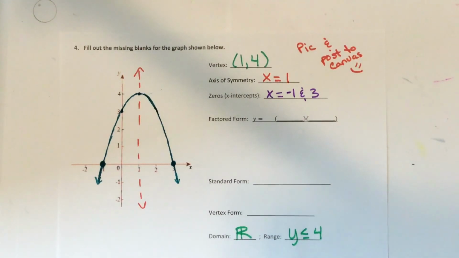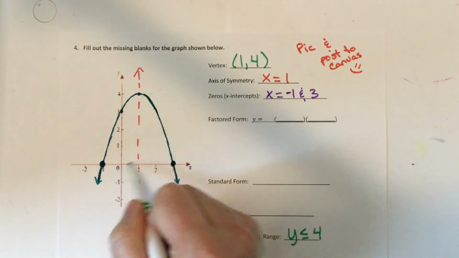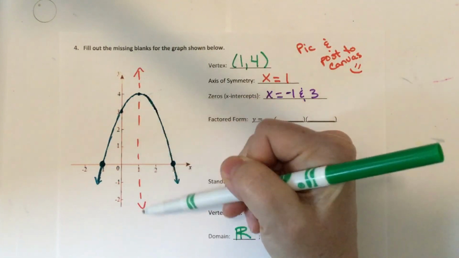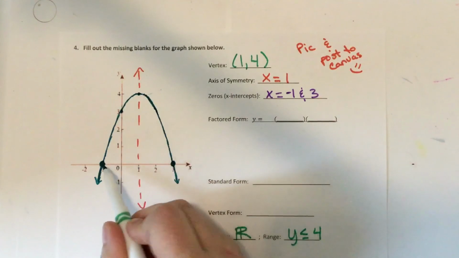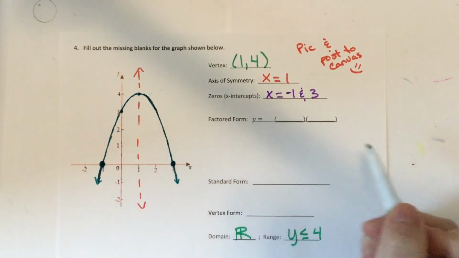Okay, first I want to go over your number 4 and 5 that I asked you to do yesterday. So I'm going to work several of these with you in case you guys are confused. The vertex, though, hopefully that was easy. That's the point 1, 4, because you go right 1 and up 4. The axis of symmetry is x equals 1. Your zeros are where the graph touches the x-axis, which are at -1 and +3.